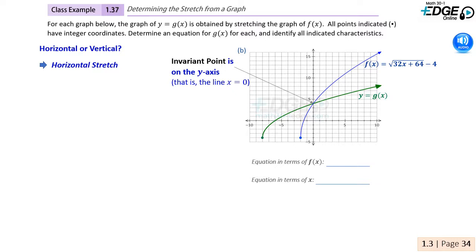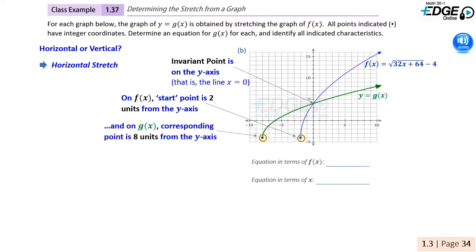Well, comparing the blue graph to the green graph, we see only one point remains unchanged. The y-intercept at a height of 4 is invariant, as it lies on both graphs. To determine what our stretch factor is, now that we know that it's horizontal, we'll say on the f graph, we had a vertex at negative 2, or 2 units away from the y-axis. And on the transformed graph, we are now 8 units from the y-axis.